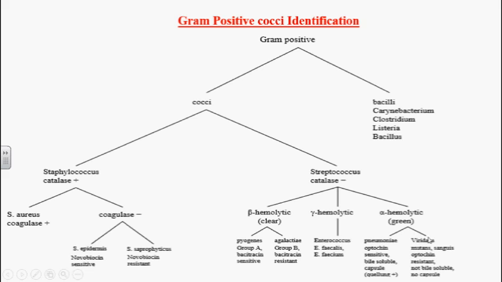Another alpha hemolytic Streptococcus organism is viridans Streptococcus. In viridans we have mutans, sanguinis, mitis, salivarius, and it is optochin resistant. In optochin containing media these organisms will grow, and they are not bile soluble. They won't get destroyed by bile, and they won't have any capsule. So in this way we can differentiate gram positive organisms.